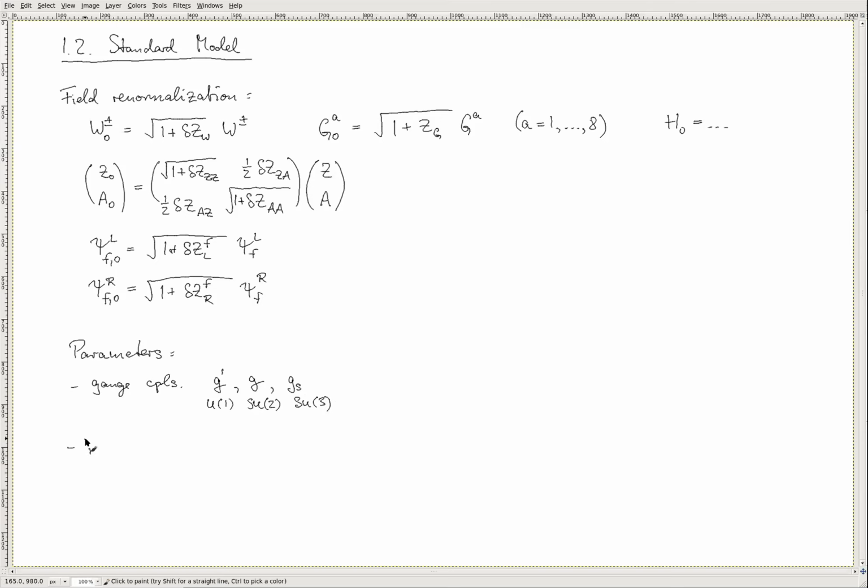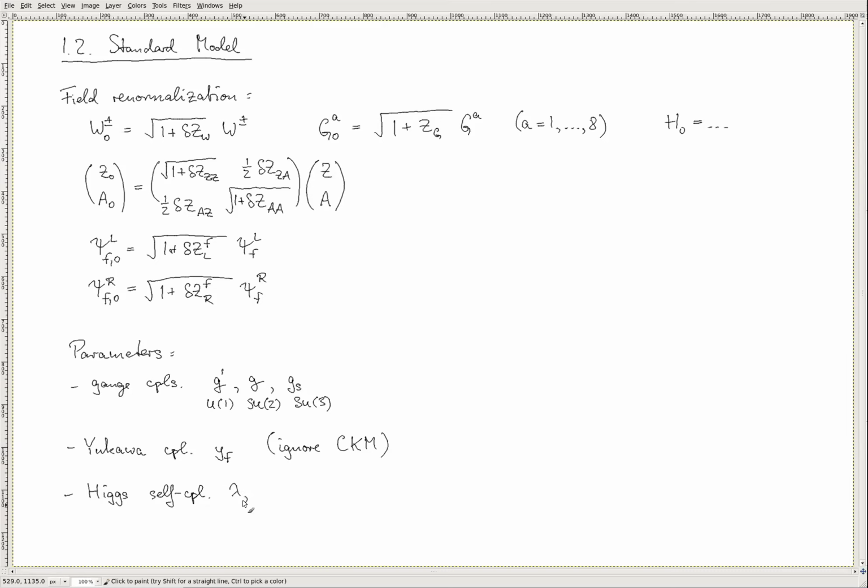In addition, there are Yukawa couplings. They have an index f because they're obviously different for all the different fermions. And in principle, of course, there would also be mixing between the fermions. But for the purpose of this lecture, I'm going to ignore the CKM mixing because it's not very important for electroweak physics. But in principle, that would be an entire matrix of couplings. And there's one more coupling in the standard model, which is the Higgs self-coupling, which I'll call lambda.